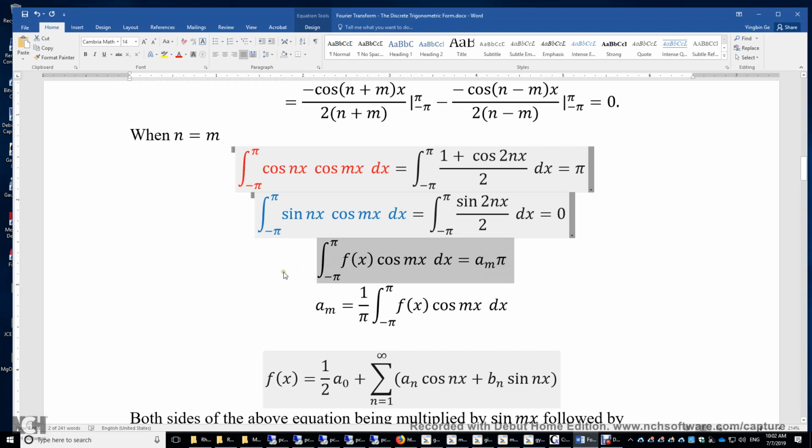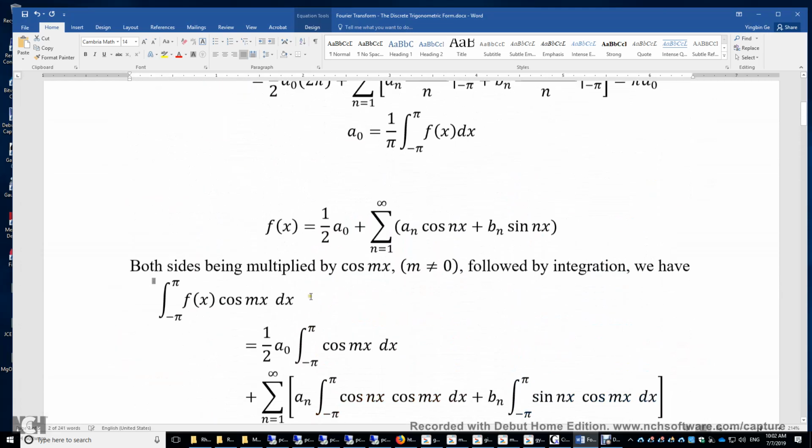Now we determined the expression of a sub m, which is just 1 over pi times the integral of f(x) times cosine mx times dx. Now you know why we put a half here, because when we put this 1/2 in front of a naught, this expression applies to a naught as well. You can plug in m equals 0, and then you'll just simply integrate this f(x) from negative pi to pi, and then this integral divided by pi, you have a sub 0. And we got that expression here.